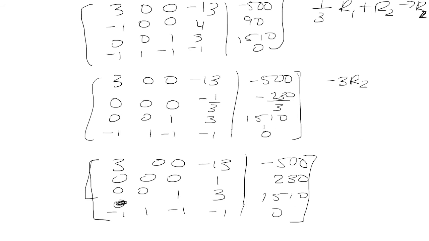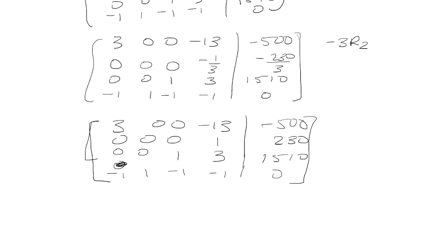Now we want to add 1/3 times row 1 to row 4. Okay, so 1/3 times 3 becomes 1, and then 1 plus negative 1 is 0. So first let me actually write this out.